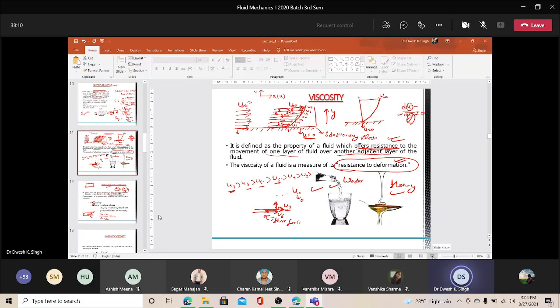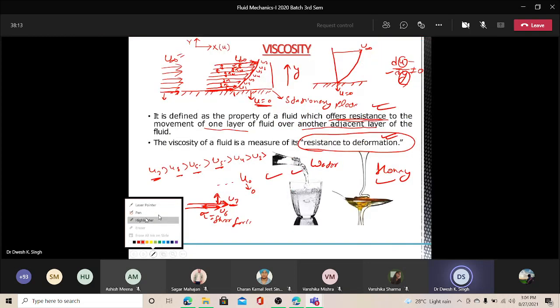So the development of stress occurs due to the velocity difference between the fluid layers. What happens here? I was discussing how this stress develops. Look at these two layers, layer 7 and layer 6. Obviously layer 7 will try to move fast in comparison to U6, and it will move some distance ahead of U6.